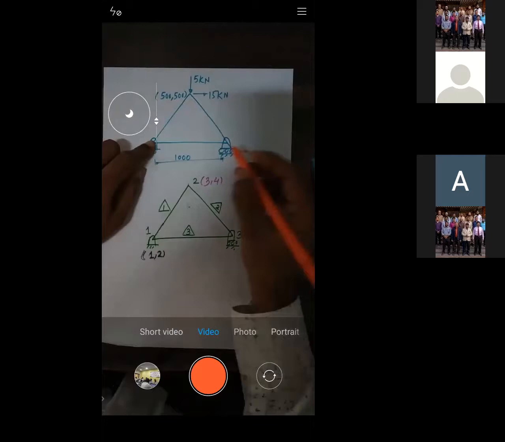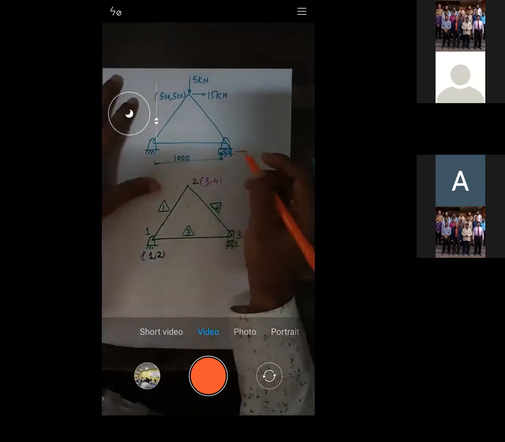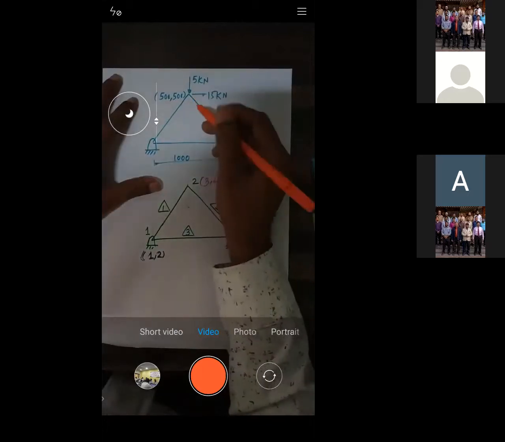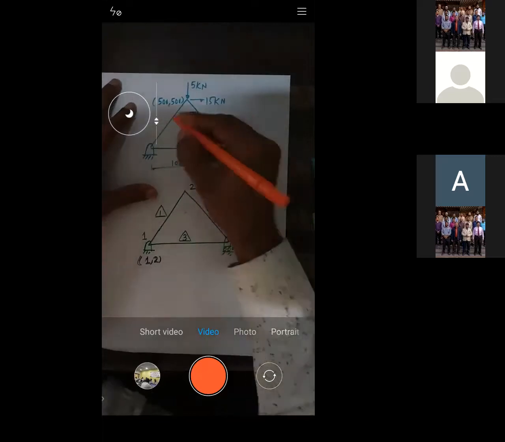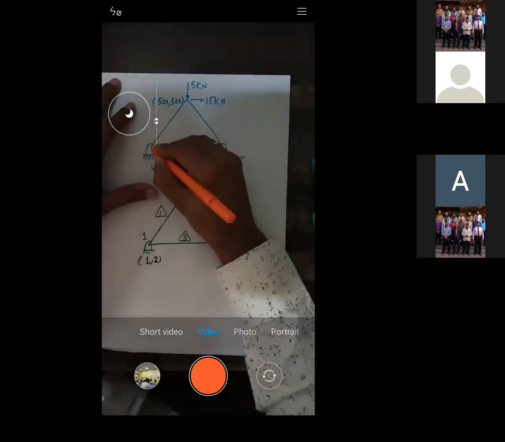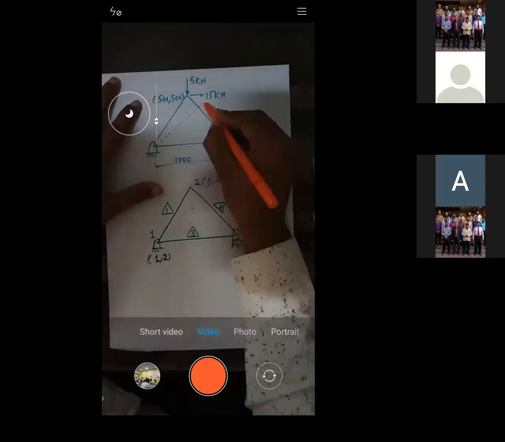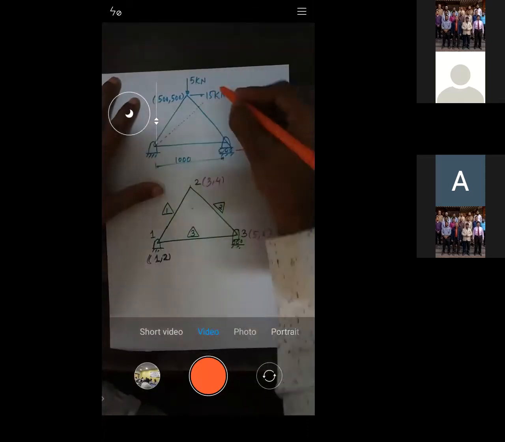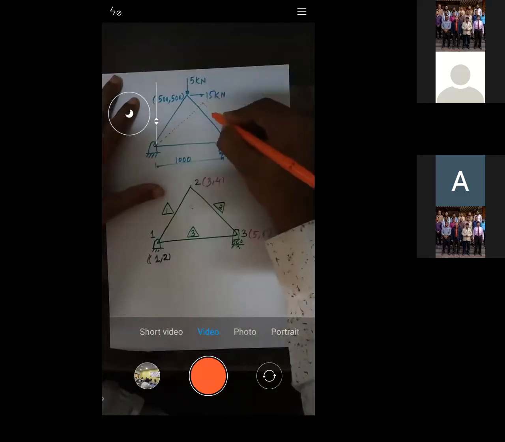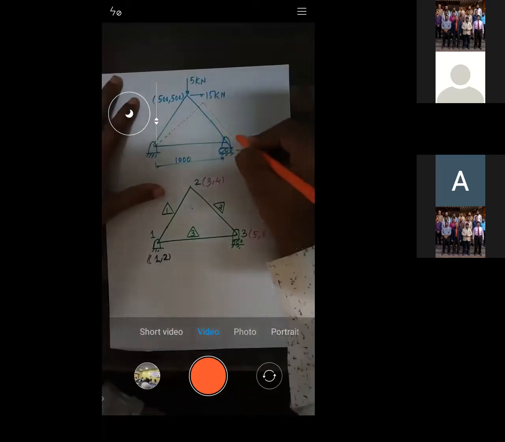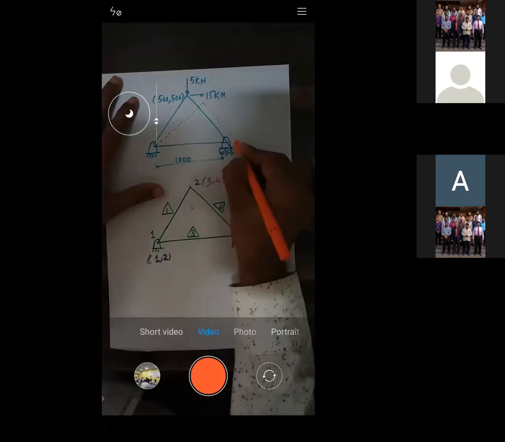After some time, what will happen? Due to these applied forces, the truss might get deformed like this. Try to understand. I am just making the diagram. So the truss may deform like this.